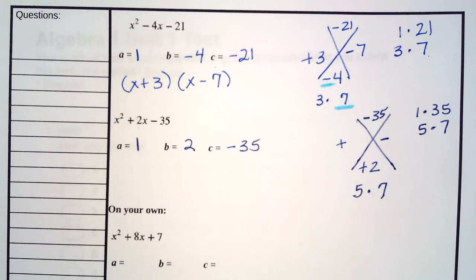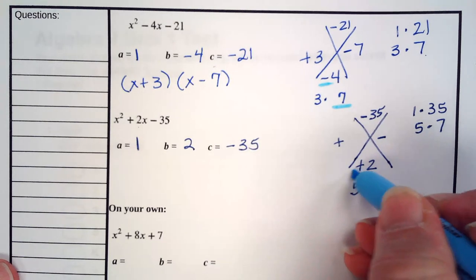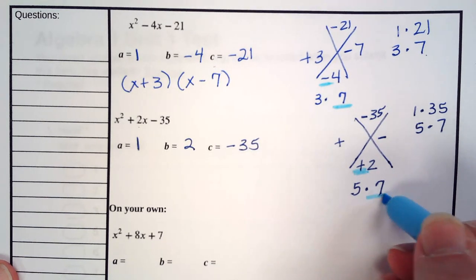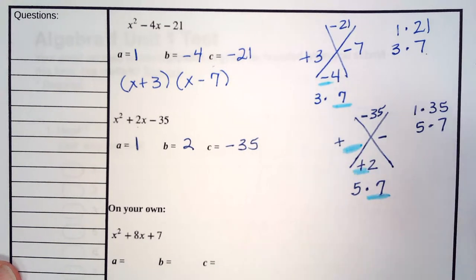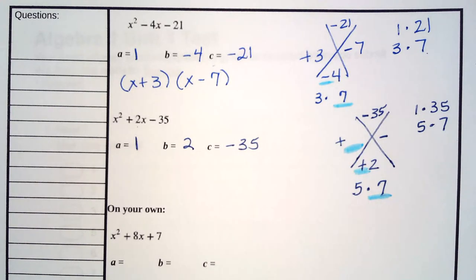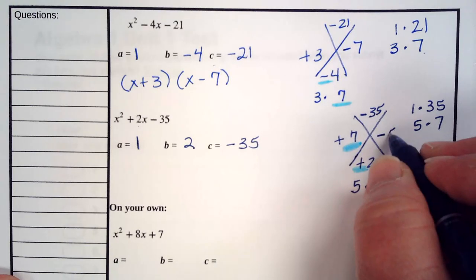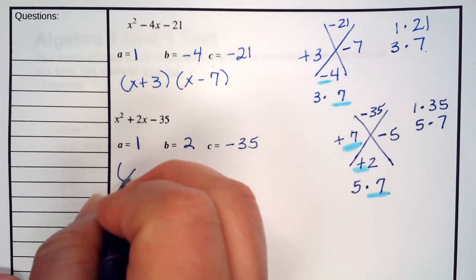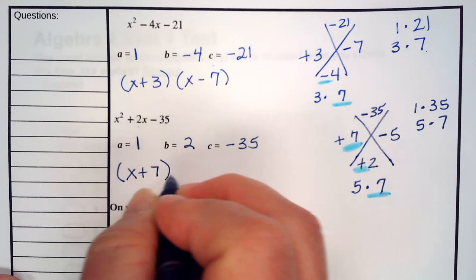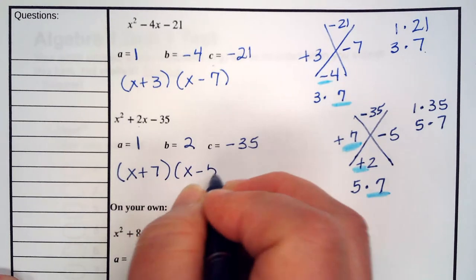Once again, I'm going to look. I've got a +2 here. The bigger number has got to go with the positive so that I end up with a positive answer. So this is 7 times -5, x plus 7 times x minus 5.